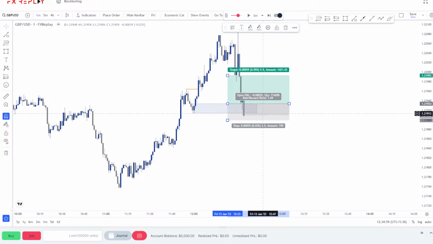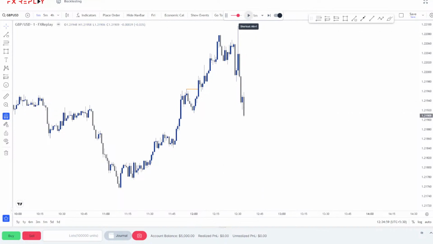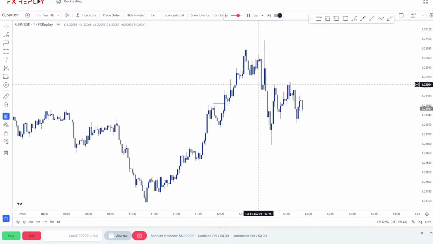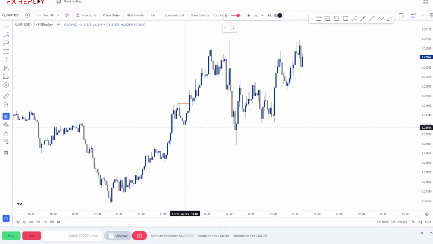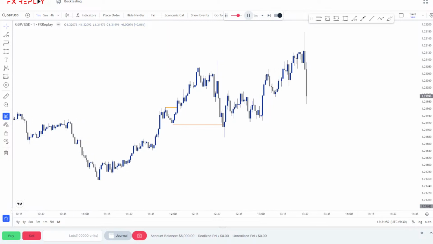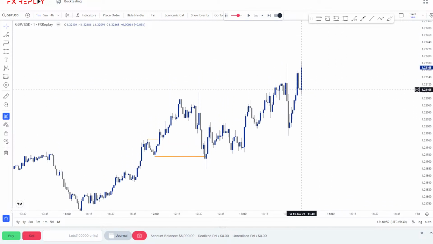Oh, on the 12th there was news. That's why I'm not taking it. There was news. I forgot. Totally forgot. And then we wait to see which side it shows us the direction. Well, the structure again shows the direction.